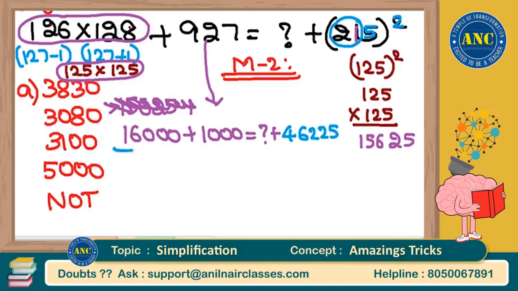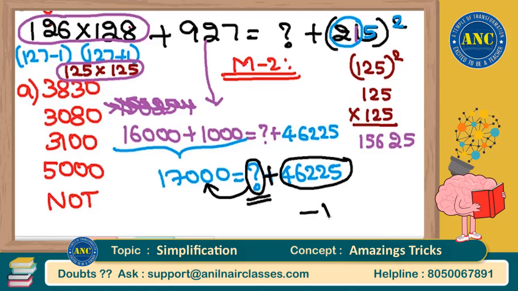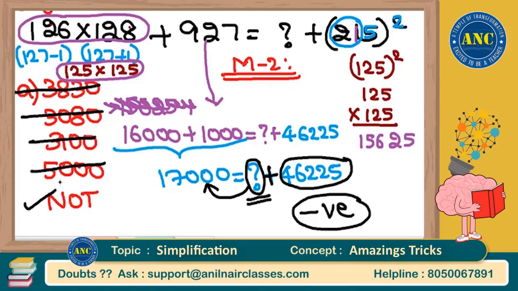Can I say that this left hand side is 17,000? 17,000 is equal to question mark plus 46,225. That means for this 46,000 I should add something so that I get 17,000. That means the question mark should be negative. But all the answer options are positive. How can those be the answer options, sir? The answer is none of these, definitely for sure, right?